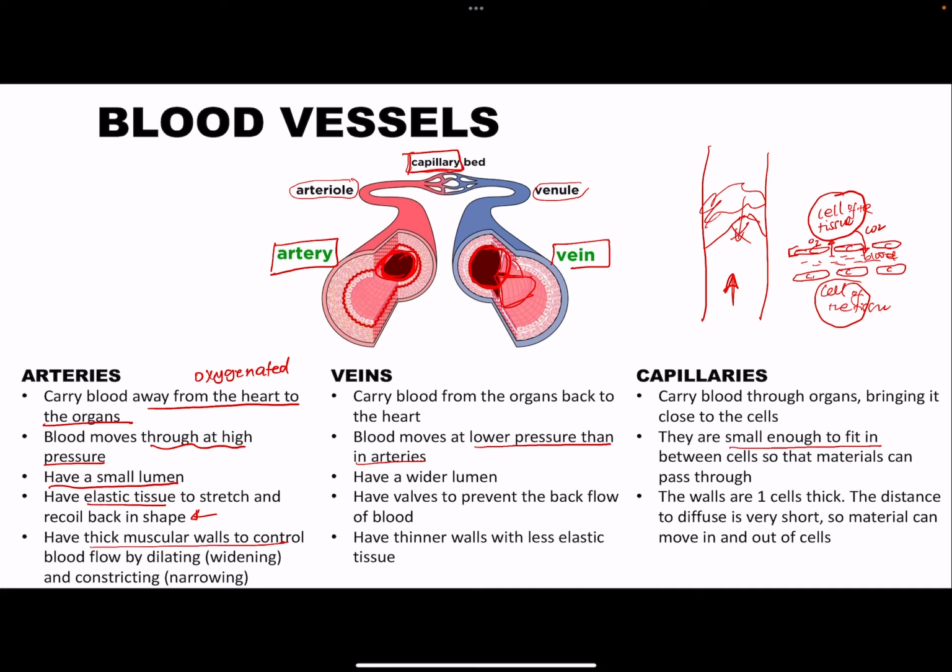Another thing we can see is the walls are 1 cell thick, as I've shown you. Each wall, you can see that wall and that wall, they're each 1 cell thick. And this is because the distance the substances have to diffuse has to be short so that the materials can move in and out of the cells. So being 1 cell thick is for efficient diffusion, or efficient exchange of substances between the cells as well as the blood.